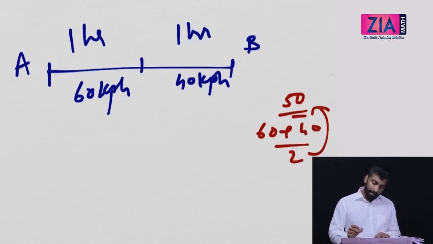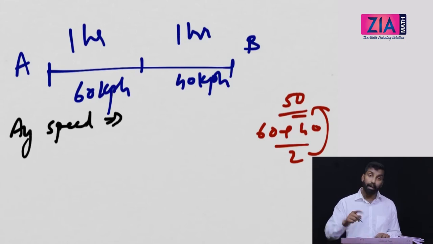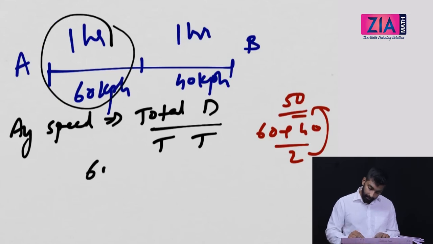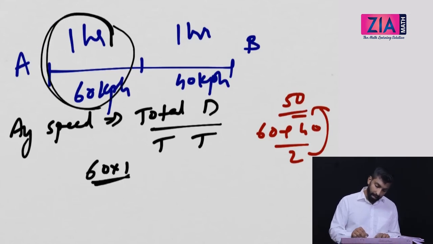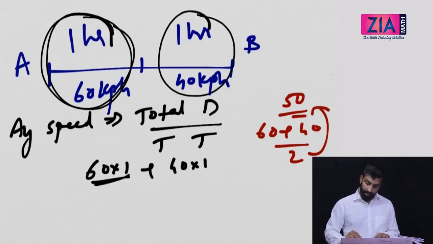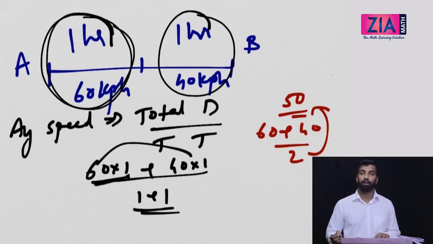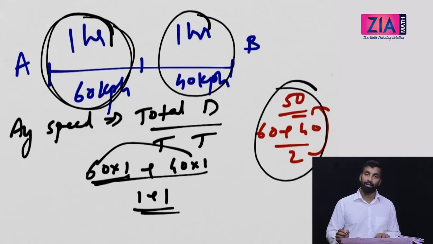Why we are doing it is basically because average speed is nothing but, that we will discuss in detail in speed, distance, time, total distance divided by total time. So what is the total distance? 60 into 1 is the distance covered, because it is time into speed, plus 40 into 1, that is again time into speed, divided by 1 plus 1, 2, right? That is why 60 plus 40 divided by 2 is nothing but the simple average.